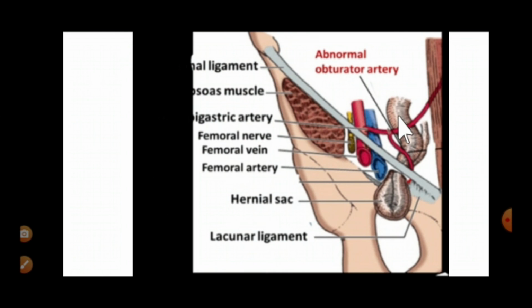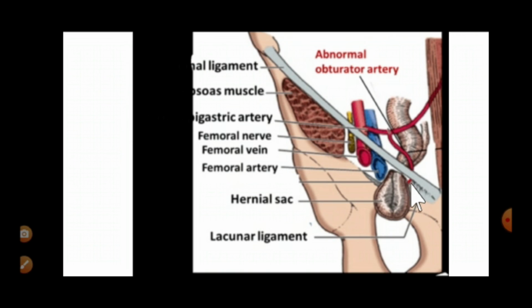So if we see this picture here, this is the loop of the intestine which has escaped out of this femoral ring. It has come out into the thigh region, and the direction will be superolateral. So in case we want to reduce this hernia, we will have to first push it back into the saphenous opening, then into the femoral canal, and then back into the abdominal cavity.